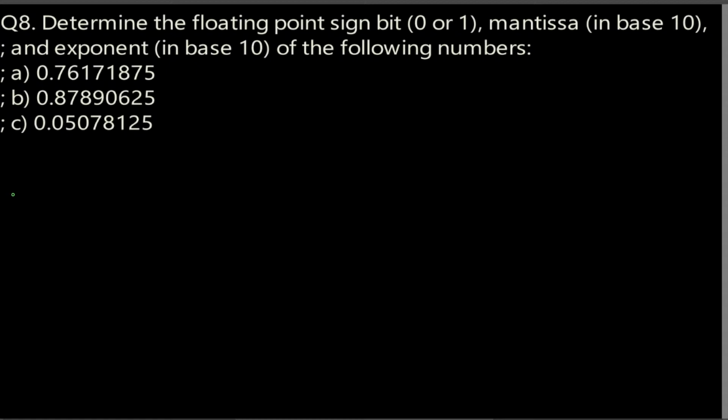This question is asking, determine the floating point, sign bit, mantissa, and exponent of the following numbers. Here we have some fraction numbers. Now let's see how we can find out the sign bit, mantissa, and exponent for this. Sign bit is straightforward because this is a positive number. So let's do the A part.